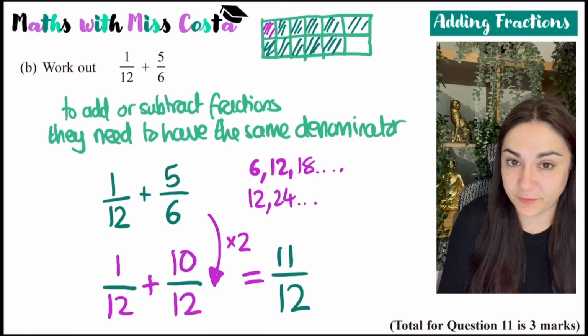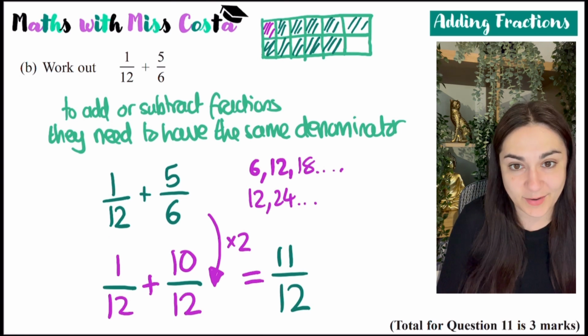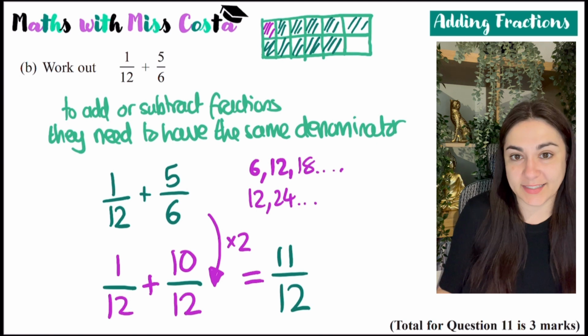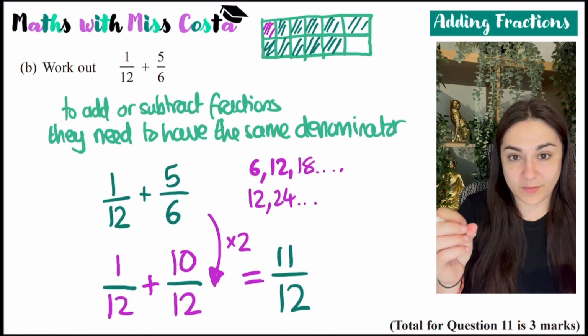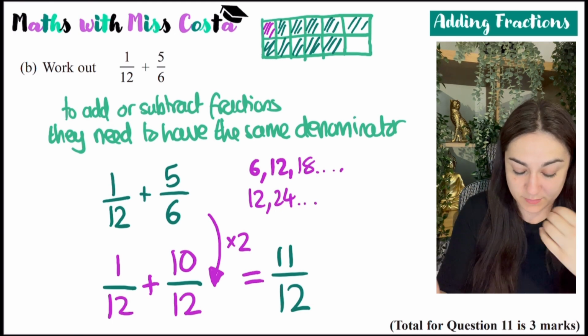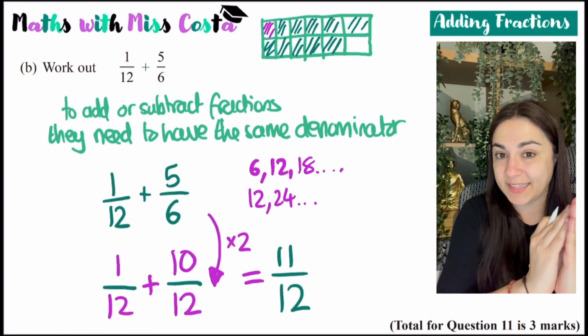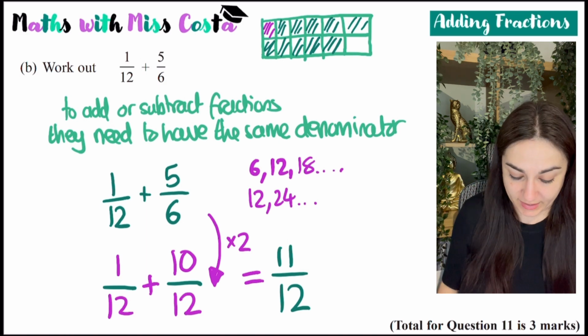So when we're adding fractions, once they have the same denominator, the denominator stays the same. It's the numerators that you add together, because you've got one part of a whole. You've got 1/12 and 10/12, and when you bring them together, some people sometimes add the denominators. You don't do that. The denominator stays the same. It's only the numerators that you add.